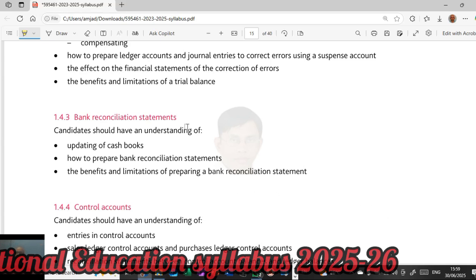So the other important topic is topic 1.4.3, bank reconciliation statements. In this, a lot of questions on how to prepare. Candidates should have an understanding of updating cash books, how to update a cash book, how to prepare bank reconciliation statements, and the benefits and limitations of preparing a bank reconciliation statement. Altogether, we'll be doing a lot of questions based on this.